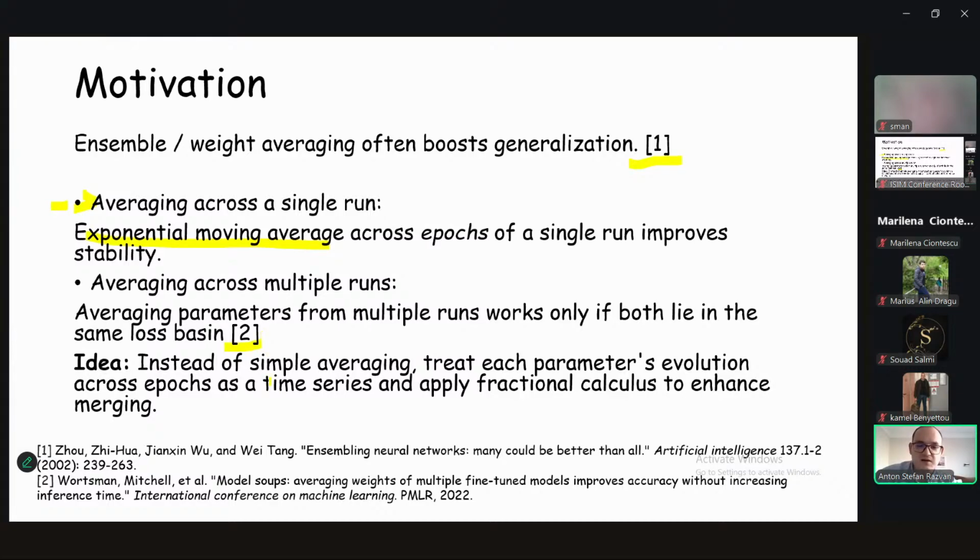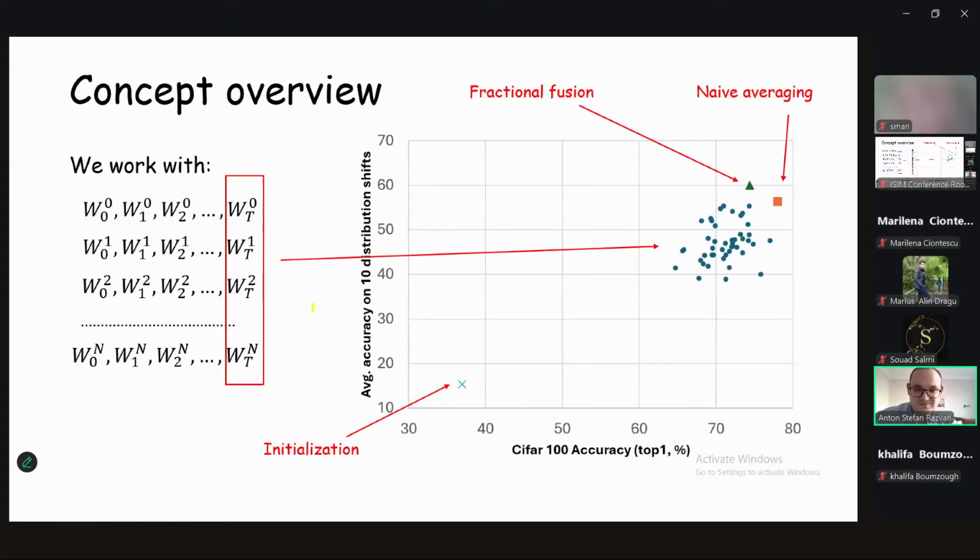So my idea was, instead of simple averaging, to treat each parameter's evolution across epochs as a time series and apply fractional calculus, and maybe you get rid of these two problems. This is basically the main figure for my talk.